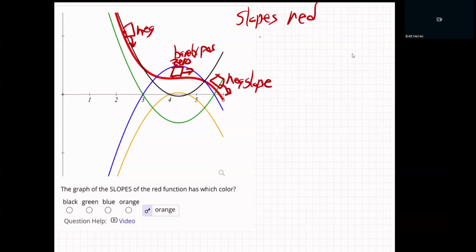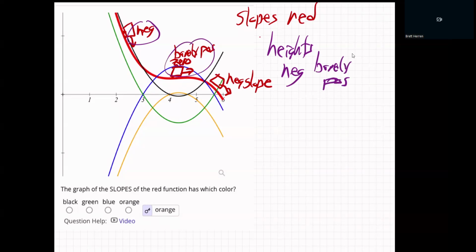So we're looking for a function whose heights go negative, barely positive, and then negative again. Does that make sense? If you're riding the red roller coaster here, you're going negative slope, maybe zero, maybe a little bit positive, and then negative. Negative, barely positive, negative, right? So to graph that with heights, you'd have to have a function whose height is negative, barely positive, negative. So which function is that?